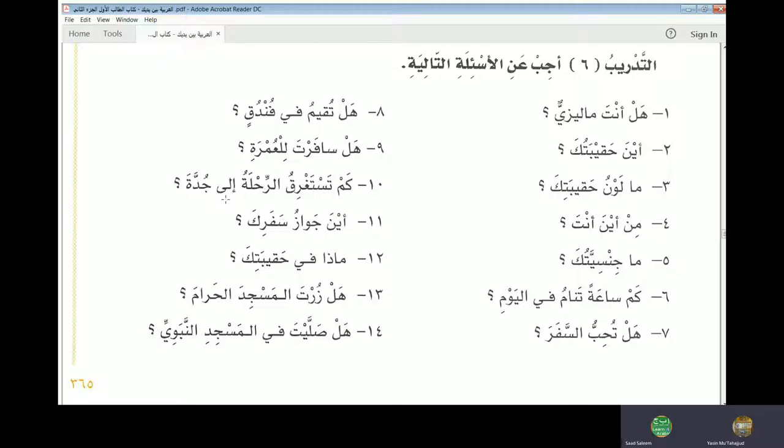Do you have a passport? La. Make one, because we don't know when Allah gives us a chance to visit the holy cities of Makkah and Medina. I recommend you to make one. We don't know when we get a call from there. Next. Maza fi hakibatika?